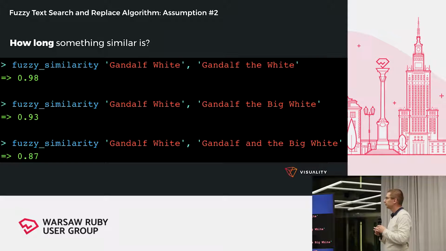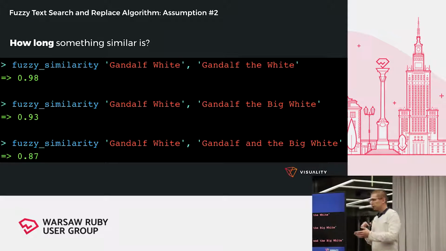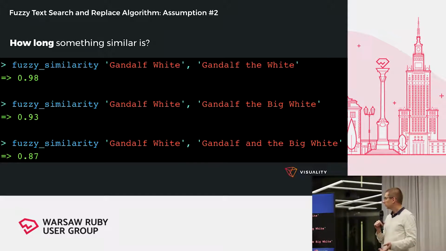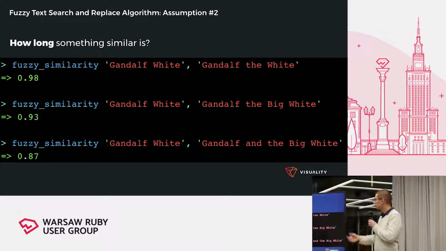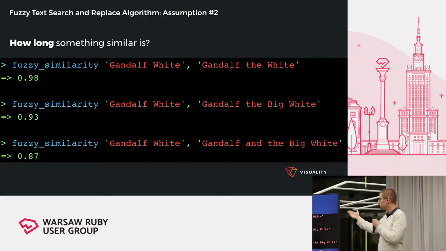Assumption number 2. How long something similar is. If we compare two phrases, one of them can be longer or shorter. Like, let's imagine the company name would be Gandalf White. So Gandalf the White would be something we would be looking for. However, this is longer. So it's not only comparing two words to two words, it's comparing two words to a phrase that might be longer.